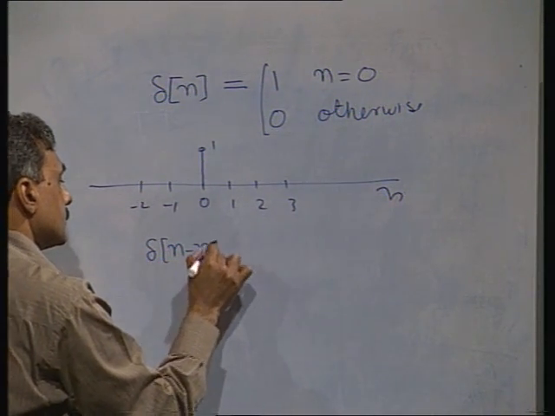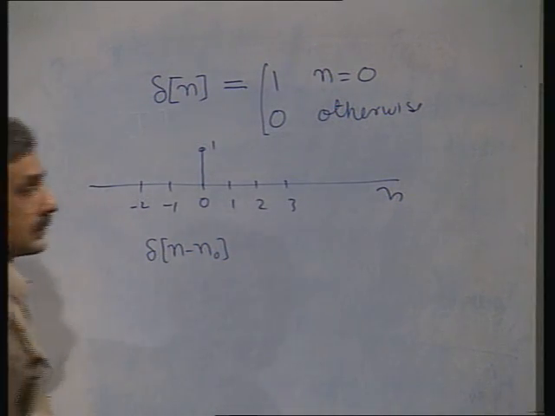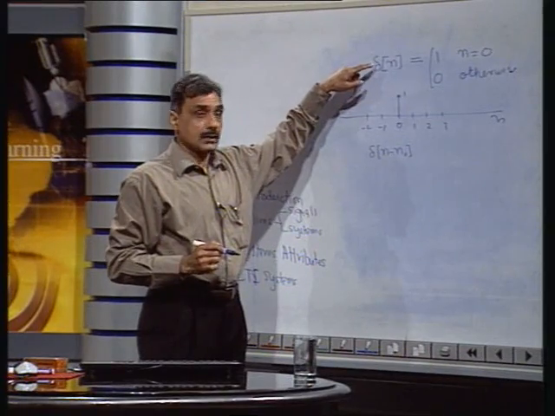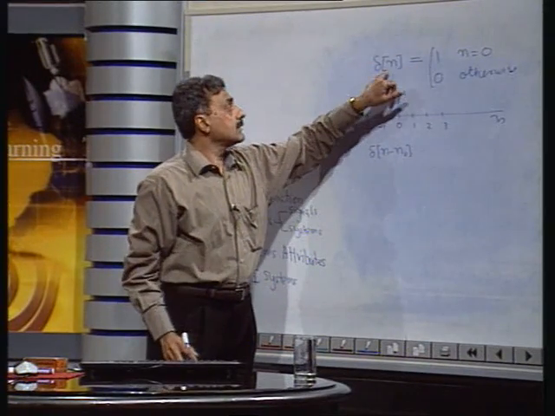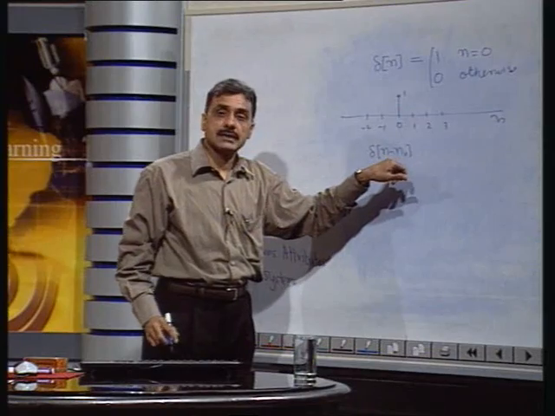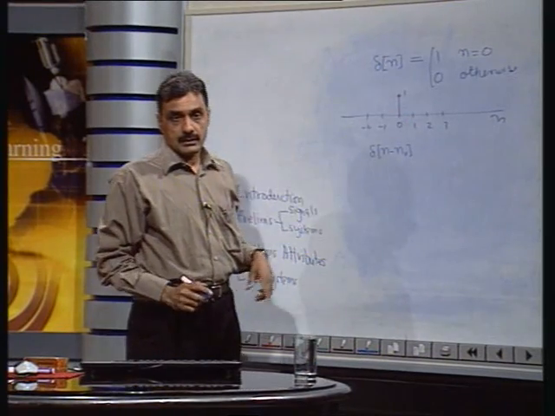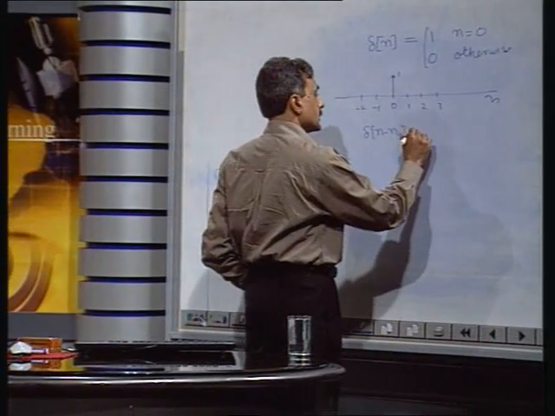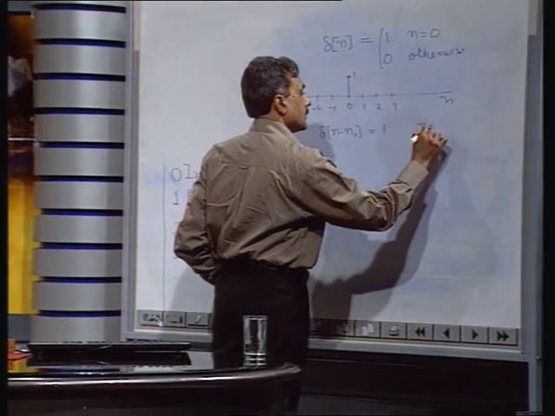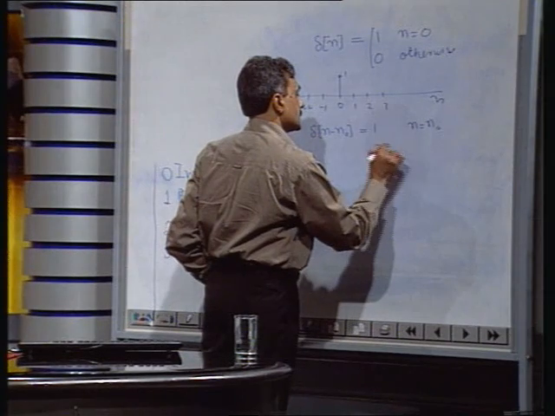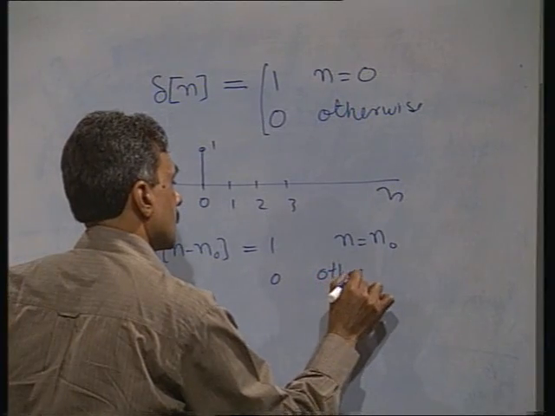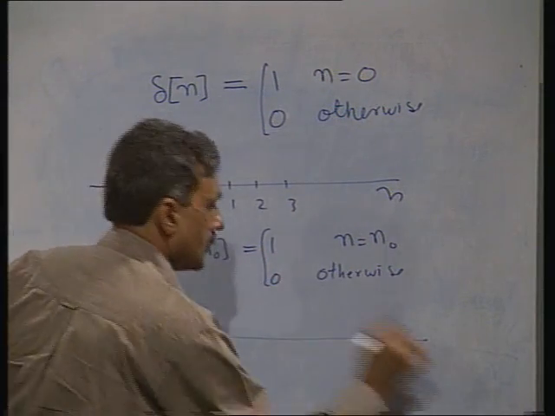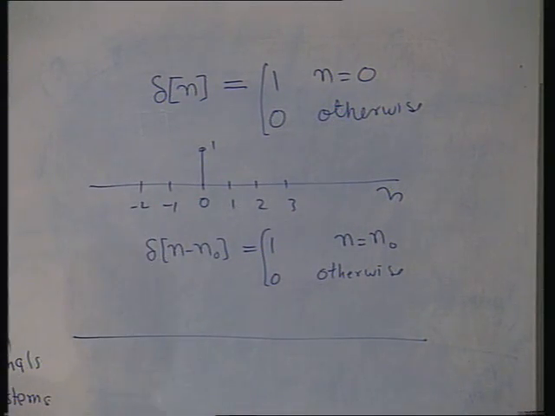Suppose I say the following thing: instead of delta n, I consider a signal delta n minus n0. Clearly, if I use this definition, it will be 1 if and only if the index, which is n minus n0 here, is 0. That is, when n minus n0 is 0, that is n is equal to n0. So this is going to be 1 if n is equal to n0 and 0 otherwise. And this is how it can be plotted.